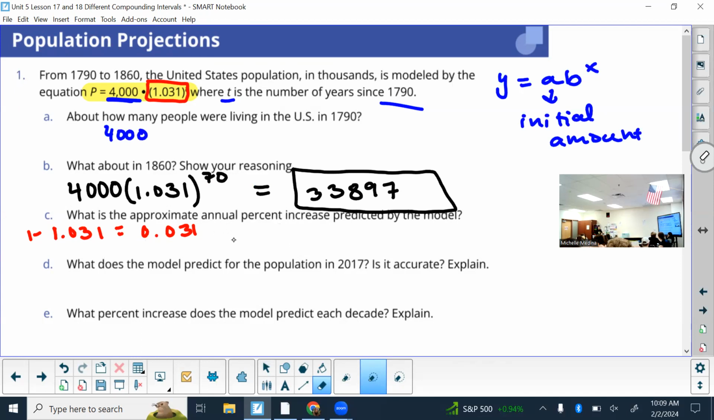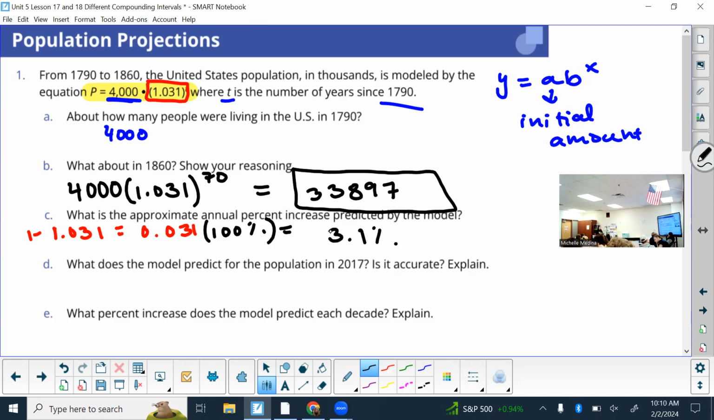And then I need to convert that to a percent. Okay, so how do I convert it to a percent? If before we were taking the percents and dividing them by 100, the opposite would be multiplying by 100%, or just 100. I do 100% so that I know it's becoming a percent. And when I do that, it becomes 3.1% per year is what it thinks it's increasing by. Does that make sense? Don't let it trick you like that on your test.